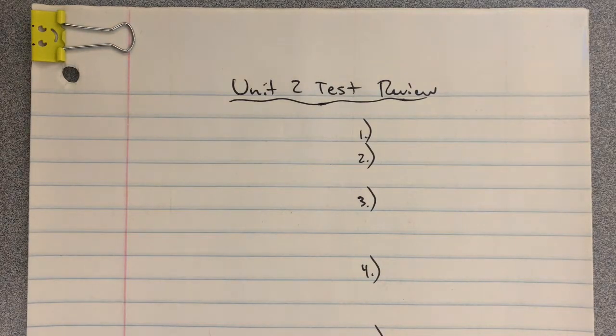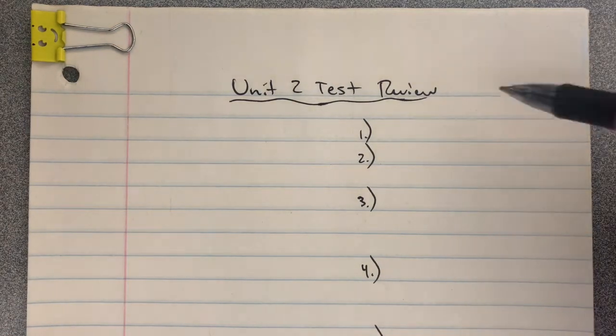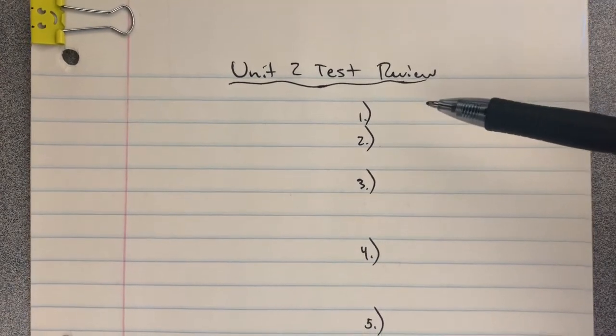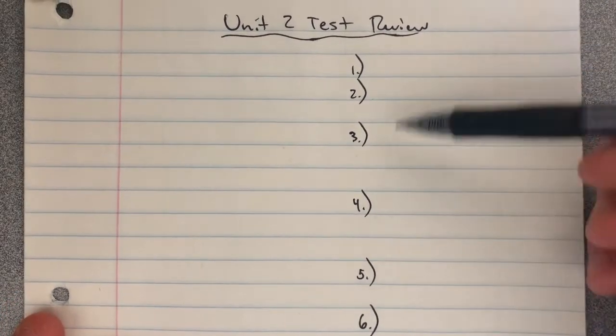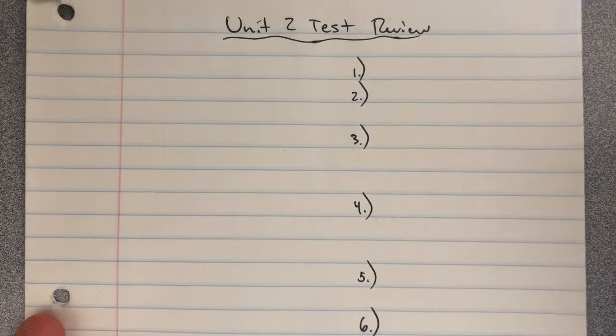All right, today we're going to take notes on the Unit 2 test review. We're going to go through a variety of examples, and we're going to fill in the steps that those examples need to follow as we go through them. We'll kind of jump around to those steps as we go based on the type of problem that we see.